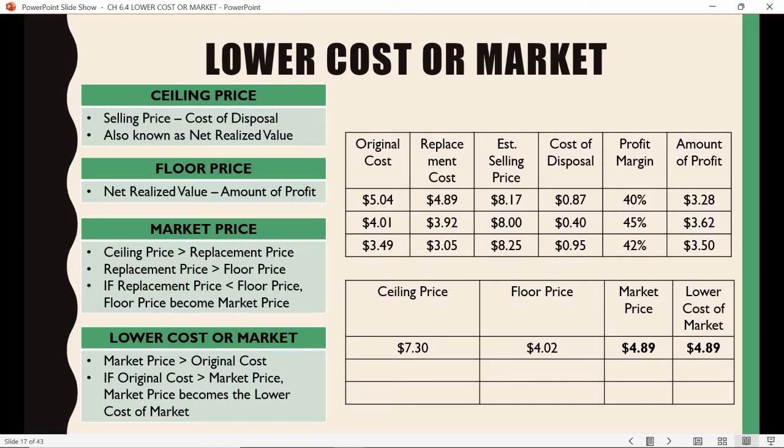Correct. So in this case, $8 minus 40 cents is $7.60. Okay. How do I determine the floor? Good. So in this case, $7.60 minus $3.62 is $3.98. Okay, so now how do we determine what the market is?